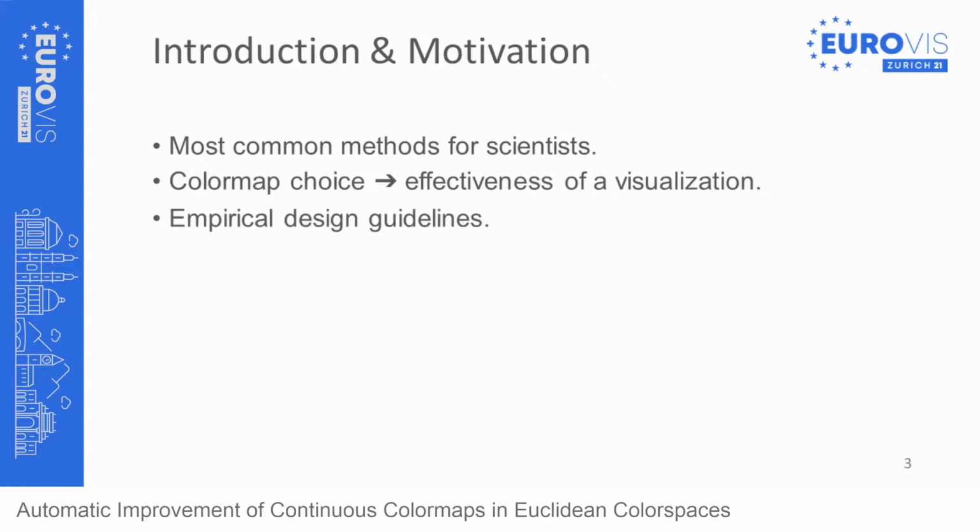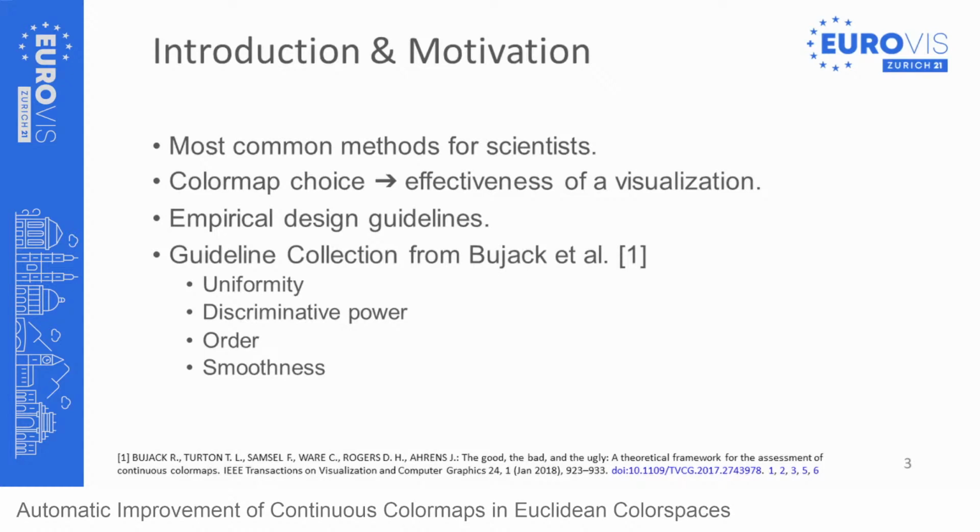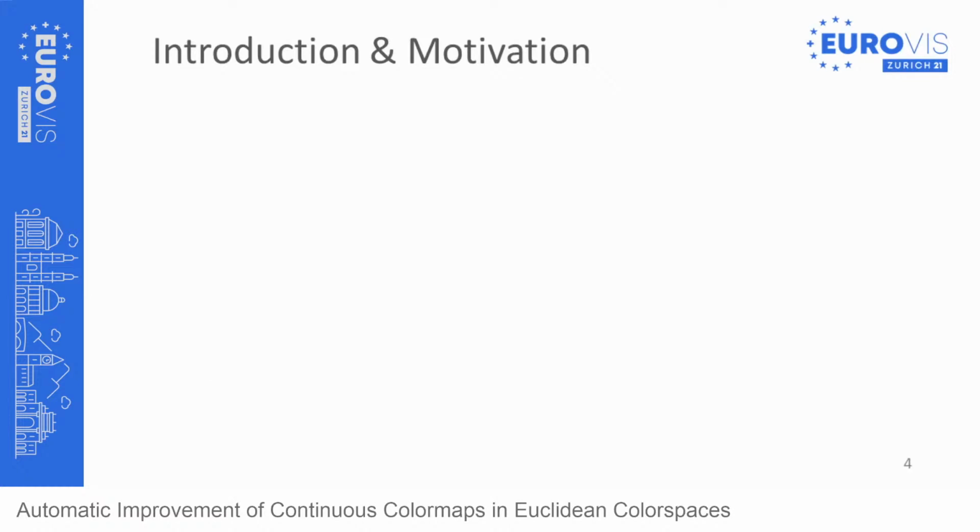If someone wants to create a color map, there are several empirical design guidelines that have been suggested and motivated throughout the literature on color maps. A rigorous collection from Bujack et al. showed that the most important ones are uniformity, discriminative power, order, and smoothness. The problem that we want to address with our work is that these guidelines are usually only applied in an intuitive fashion. But why? One reason is these design rules are partly contradictory. A user would have to find an appropriate compromise based on the visualization goal.